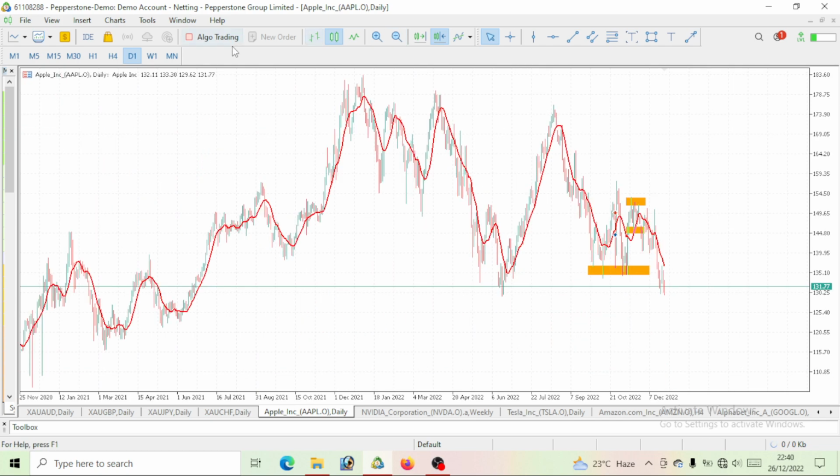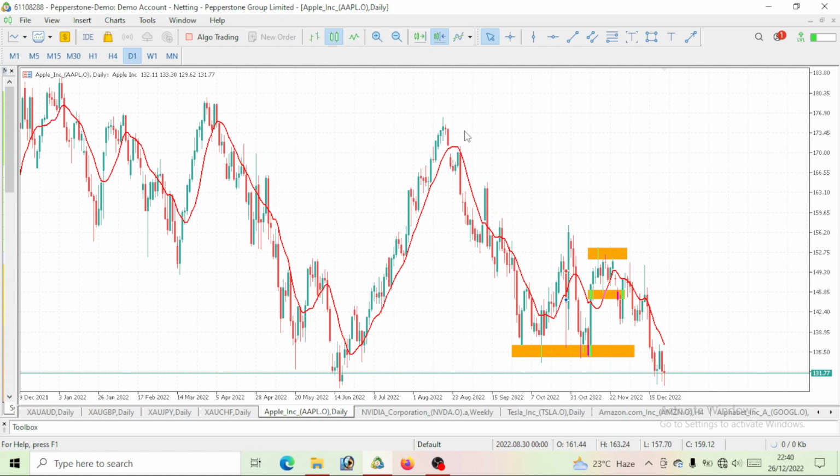So before we actually place any trade, the first thing we would want to know is the movement. Is it a down movement, an up movement, or a ranging movement? We all know that markets do make three types of movements.